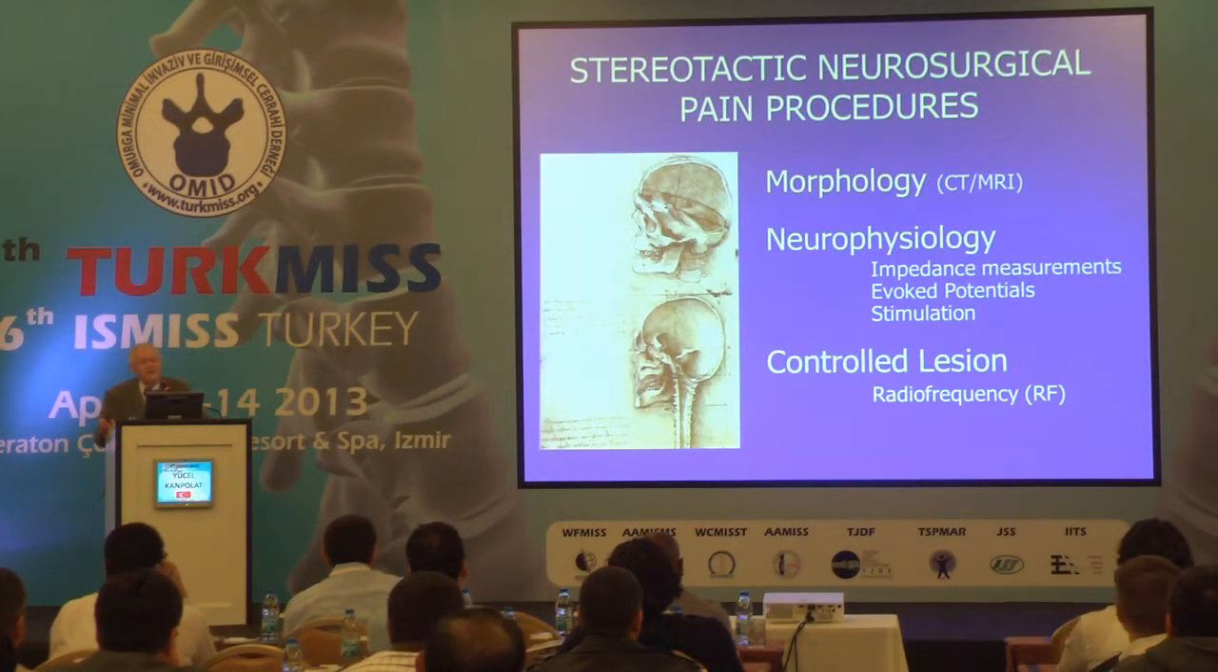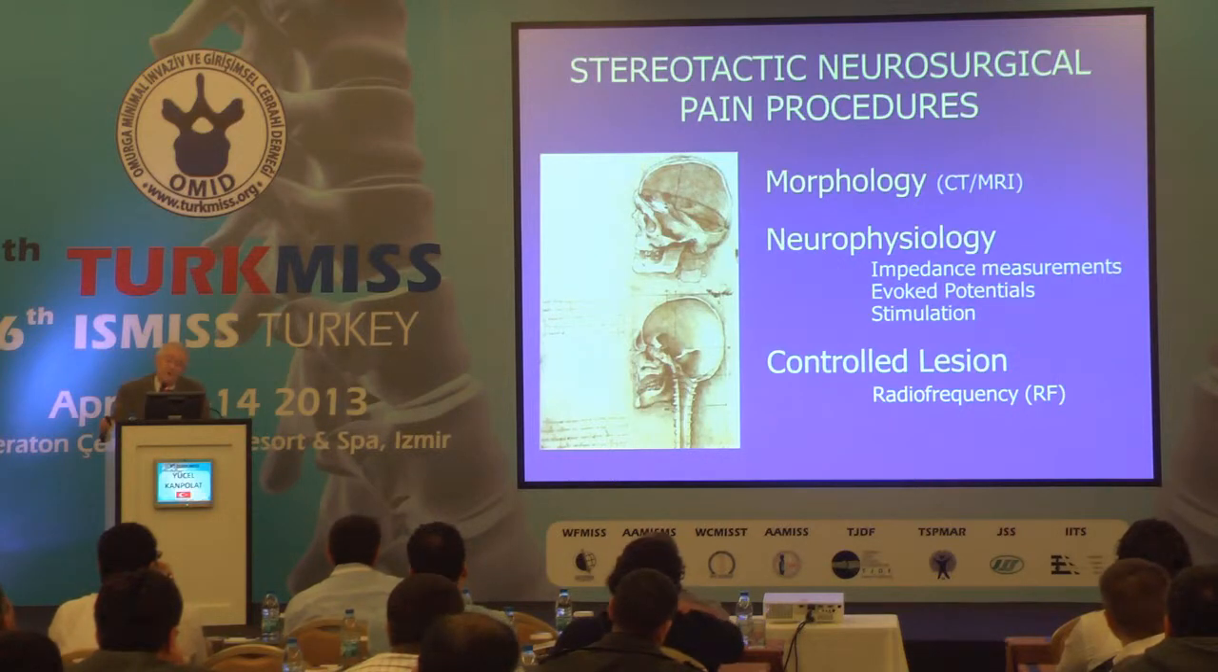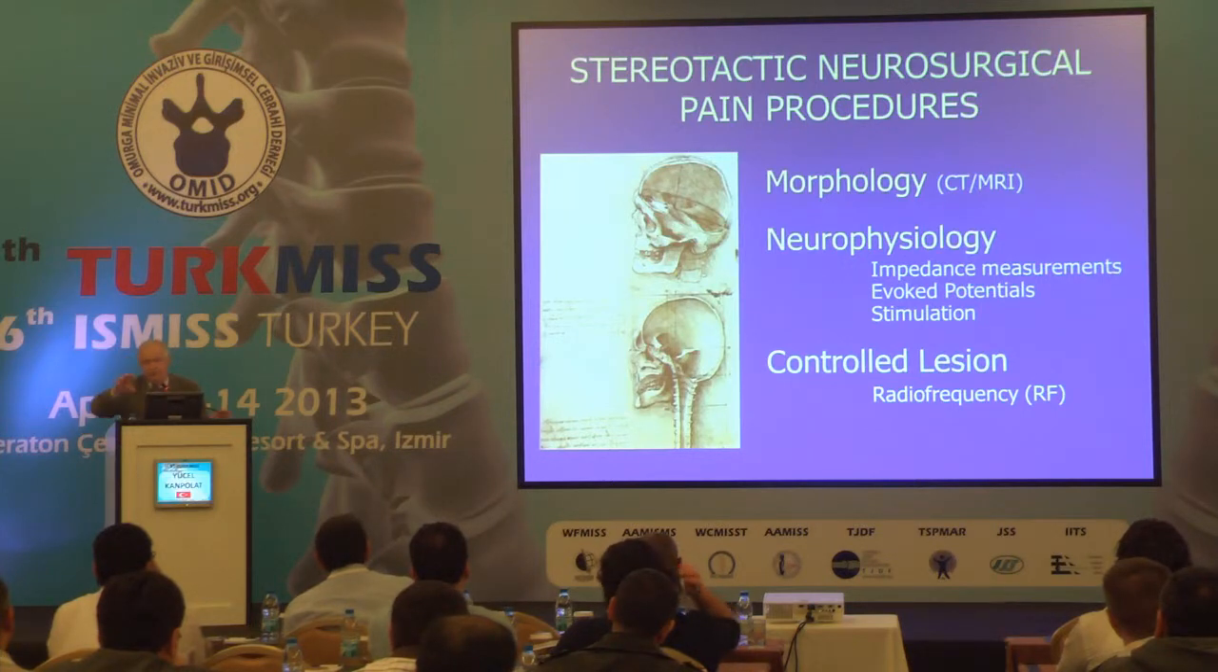In stereotactic neurosurgical pain procedures, the morphology is very important, and neurophysiology is very important. We can use impedance measurements, evoked potential and stimulation. First we are going to demonstrate the target, and we evaluate the target function with impedance measurements and neurostimulation. And we are going to make it the control target.